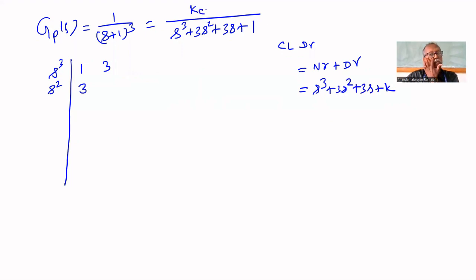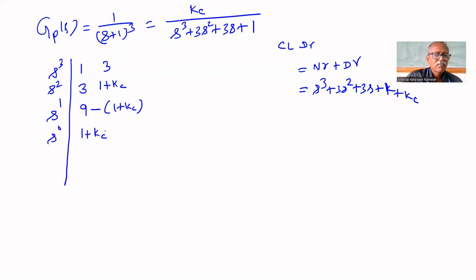KC is in the numerator. This is the open loop transfer function. If you put this in closed loop, you will get 1 plus KC. Therefore, here the constant term is 1 plus KC. So the S power 1 term is 9 minus (1 plus KC), and the S power 0 term is 1 plus KC.